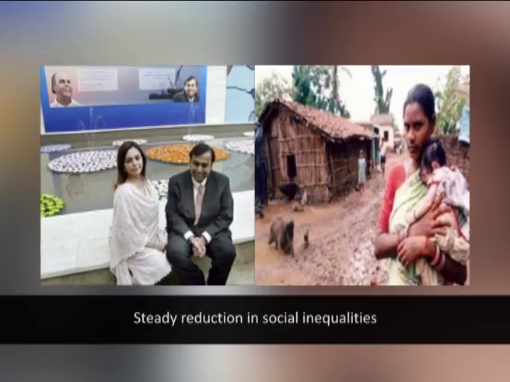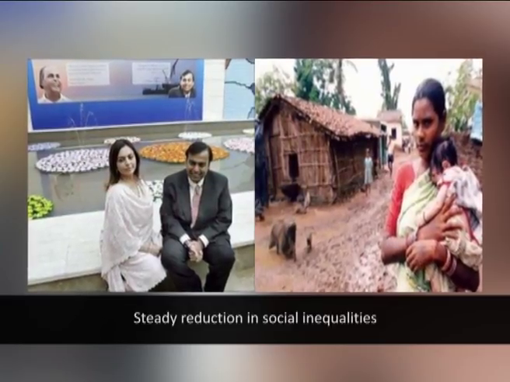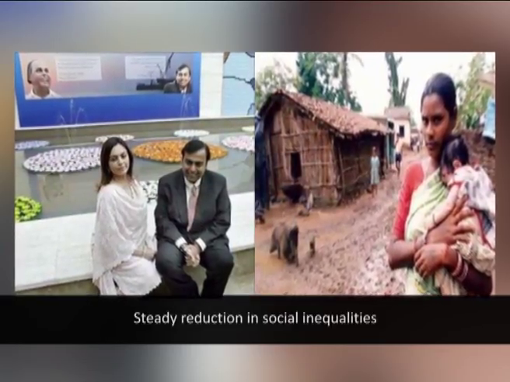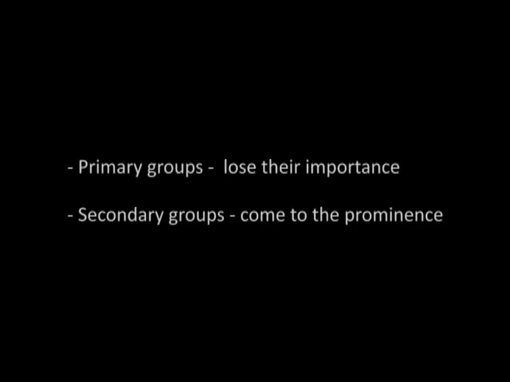However, in most of the industrial society, there is a steady reduction in social inequalities. But students, all this is ignored as the industrial societies have given rise to a number of secondary groups such as corporations, political parties, business houses, and government bureaucracies, cultural and literary associations. The primary groups tend to lose their importance and secondary groups come to prominence. Students, it no longer seems all these are great now, does it?